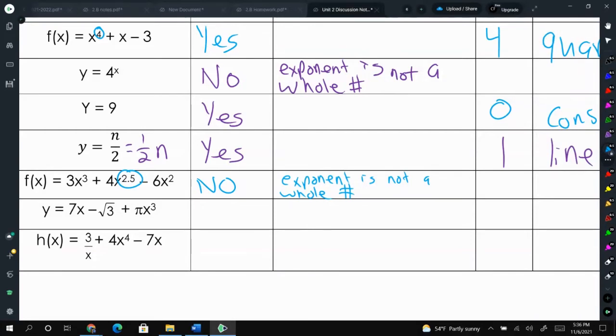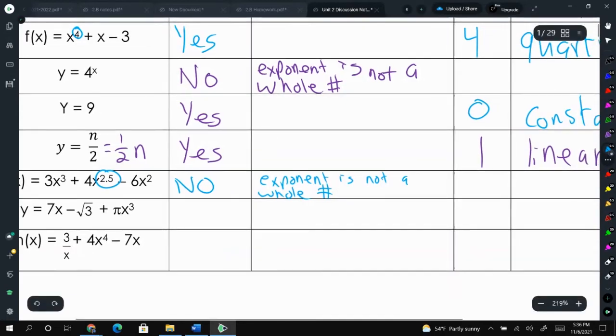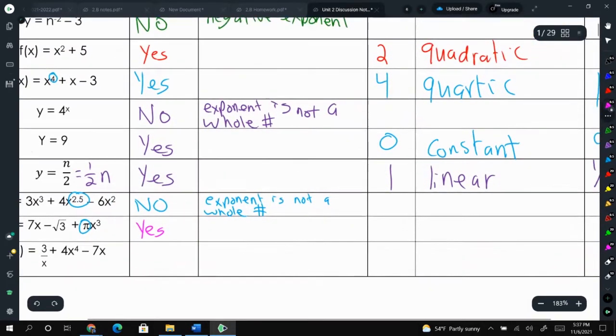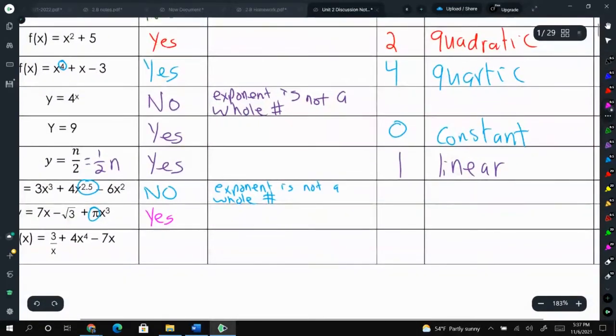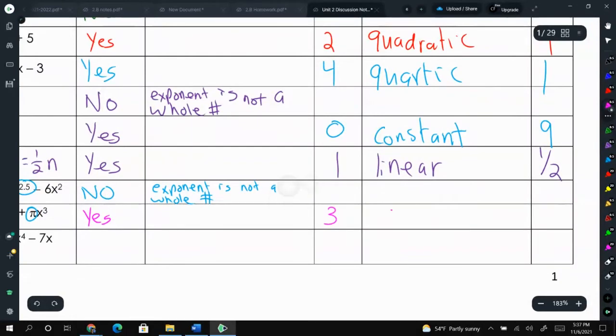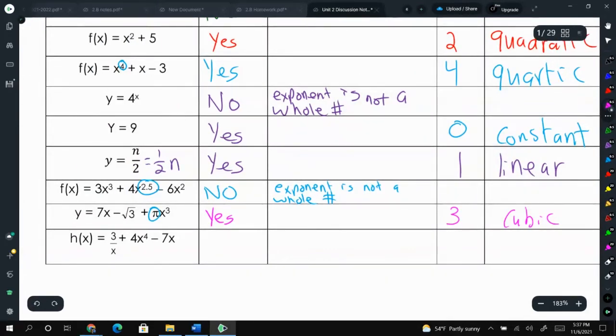Then y equals 7x minus the square root of 3 plus pi times x to the third power. Pi is a real number, so we could have that as a coefficient. So this is a polynomial function, yes. And what that means is that our degree is 3. That's the biggest exponent. This is a cubic function. And our leading coefficient is actually pi because that is the number in front of x to the third power.